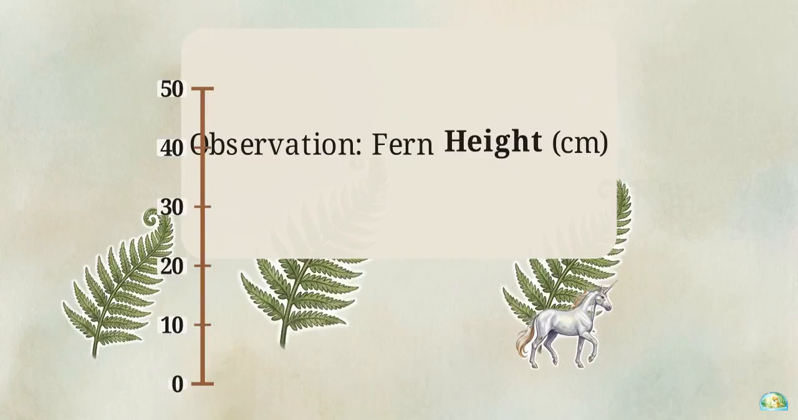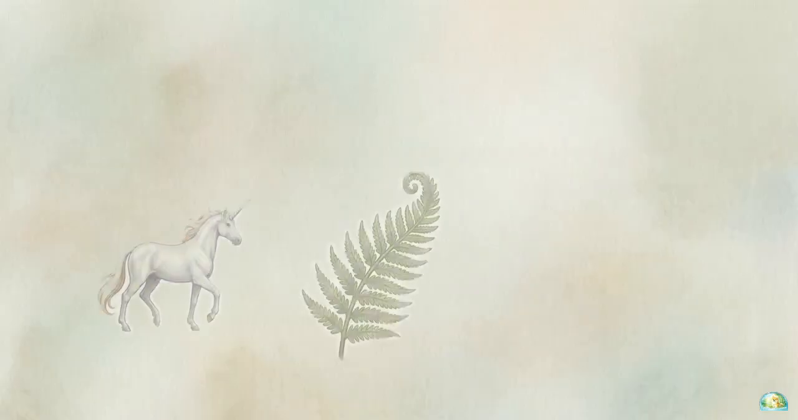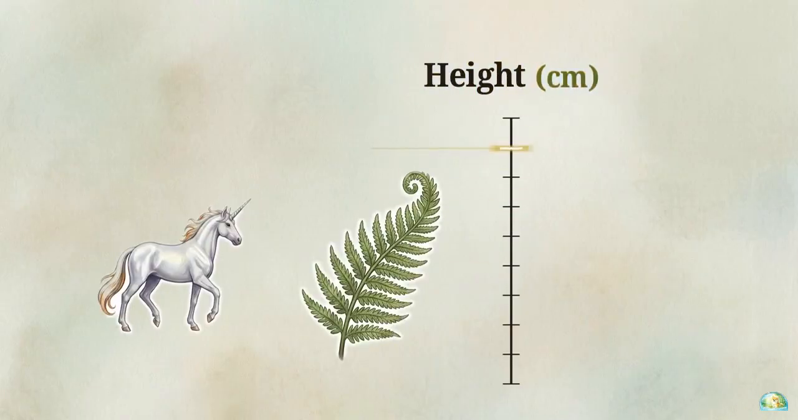Notice how this differs from counting distinct pages. Because height can vary anywhere along a continuous sliding scale, we must classify this as a measurement. So our complete answer is that the measured attribute is plant height in centimeters. Whenever data varies continuously, a strong description explicitly names both the measurement type and its exact unit.